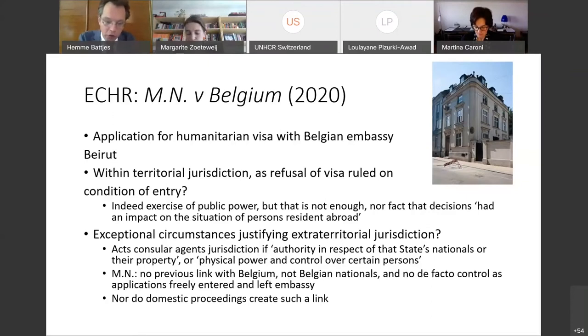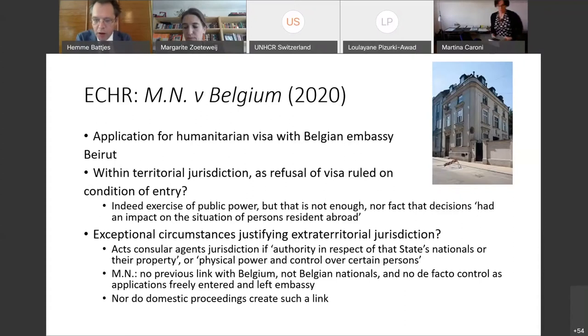Now, those requirements were not fulfilled in the case of M.N. So the applicants had no previous link with Belgium, they were not Belgian nationals, and there was apparently no de facto physical power and control over them for their being in the embassy, for they had freely entered it and left it. And therefore they fell outside the jurisdiction of Belgium. Finally, they remarked that also the fact that the applicants had brought domestic proceedings against Belgium in Belgium does not create such a jurisdictional link.